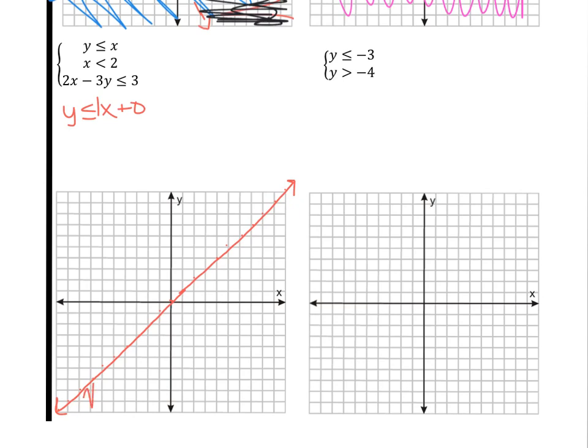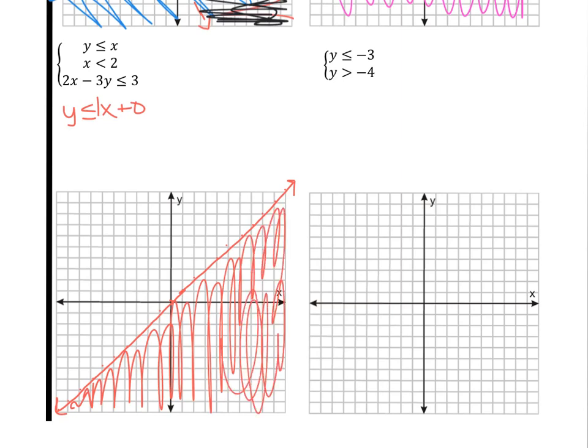So we're going to have to do a fair amount of shading here because we have 2 other inequalities that we're trying to match with. I know, it's kind of fun to just take some time and color. There we go. All right. So now that we have that first inequality graphed, let's take a look at x is less than 2.